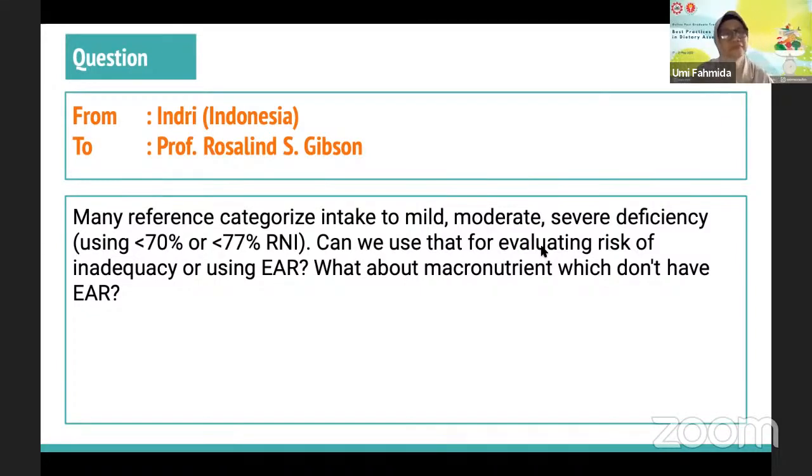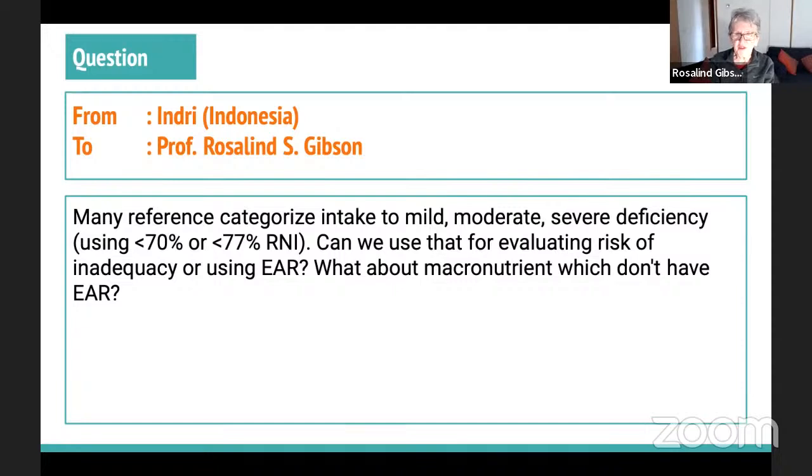So you shouldn't use the RNI. You should try and find a source of your nutrient reference values that gives you an estimated average requirement. And then you can evaluate the prevalence of inadequate intakes correctly. Okay, so that is the correct way of doing it, not just looking at less than 70%. I know that's been done in the past when there hasn't been an EAR, but I would urge you to seek out a source of estimated average requirements rather than using the recommended nutrient intake.